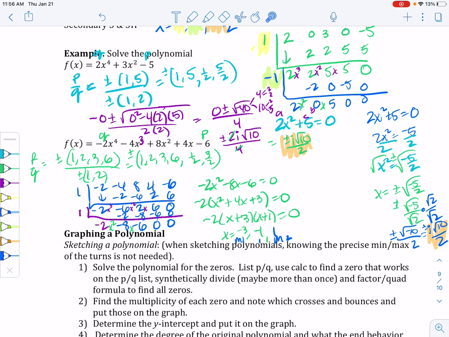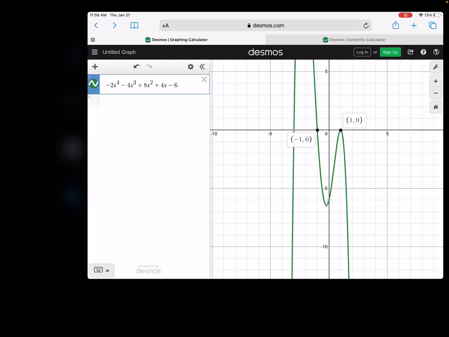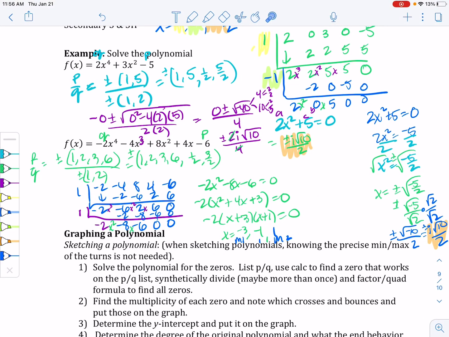Now, had you decided, say you synthetically divided by 1, and then you synthetically divided by negative 1, what you got here when you factored, you would have gotten an additional 1. So you would have 1 from synthetically dividing and then 1 from factoring, so it would have a multiplicity of 2. So that's how you find your zeros using the P over Q and your calculator with synthetic division and either factoring or your quadratic formula.